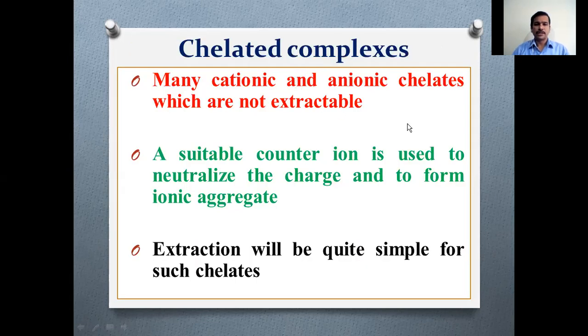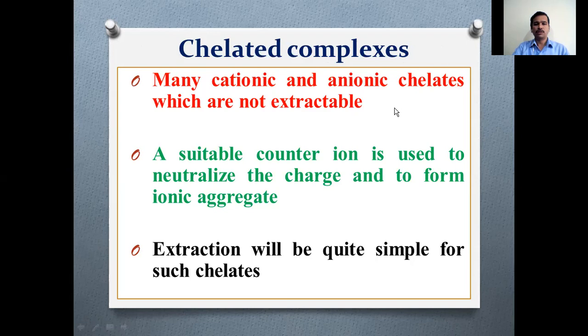Let us move on to the second category of ion association complexes. They are chelated complexes. So you know the definition for these chelated complexes. Many cationic and anionic chelates are not extractable due to the charge. They are positively or negatively charged. If you consider any metal chelate, electrical neutrality should be attained in order to extract it into the organic phase. If it is charged, the extraction is impossible.